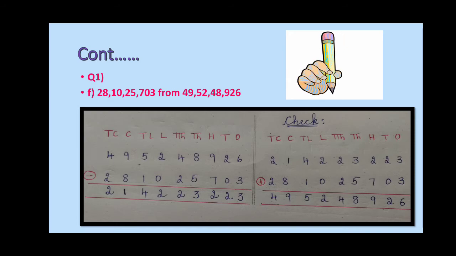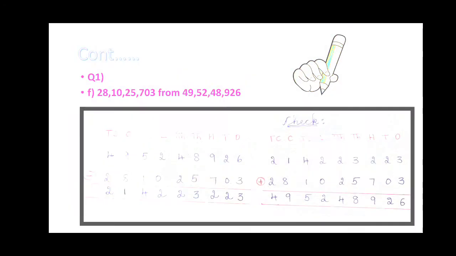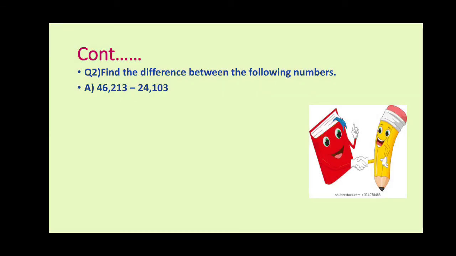When you are able to check in this way, you need not bother to ask anyone. You yourself can conclude, my subtraction is 100% correct. In this way you can correct yourself on your own by this method. Okay, children, then we'll move to the next screen, that is, find the difference between the following numbers.